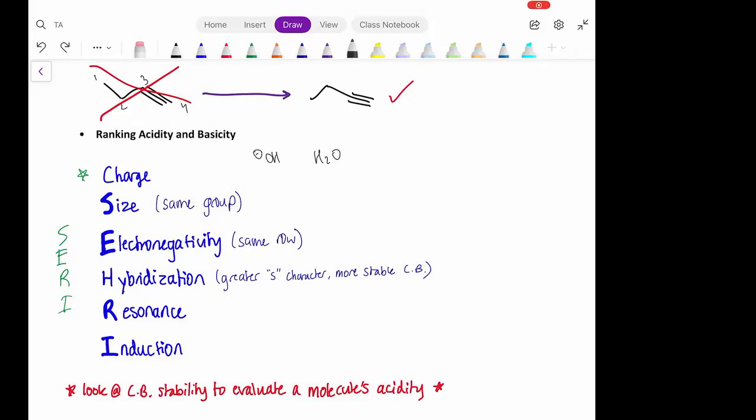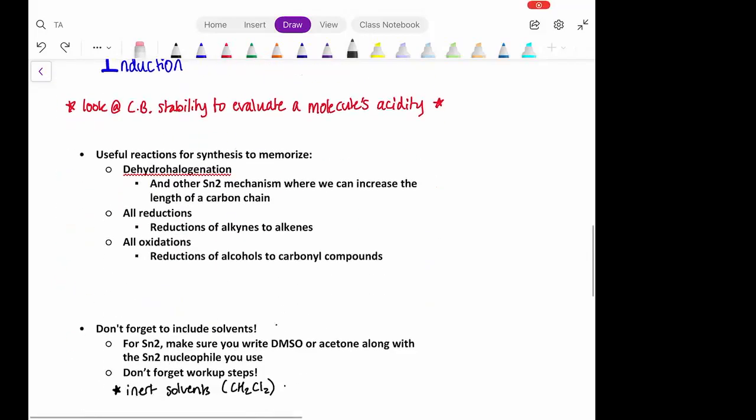So that's another thing. And then some useful reactions for synthesis that you should memorize, other than the fact that you should memorize every reaction we've learned this semester. But if you're stuck with a synthesis and you don't know what to do, maybe just go through these 3 groups of reactions. The dehydrohalogenation, which we do with alkynes to elongate a carbon chain. That's a great way to elongate a carbon chain.